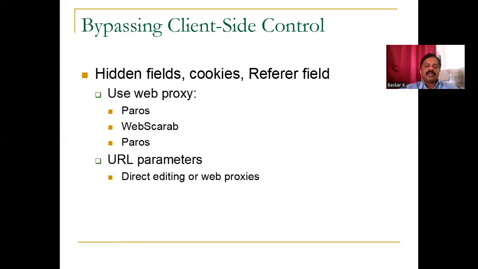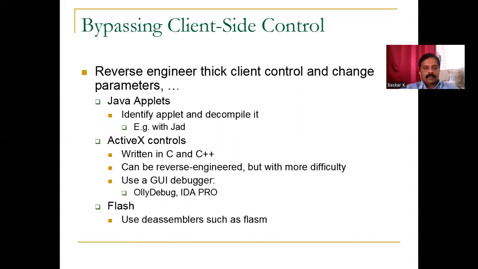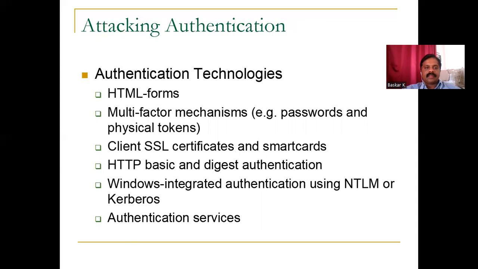Bypassing client-side controls: hidden fields, cookies, Referer field. Use a web proxy: Paros, WebScarab. URL parameters can be edited directly or through web proxies. Thick client controls can be intercepted and their parameters changed: Java applets, ActiveX controls, and Flash.